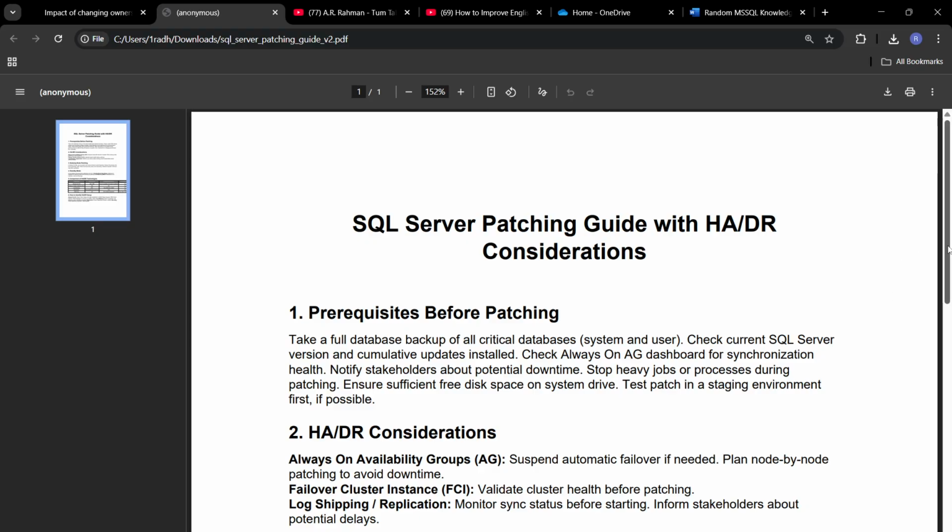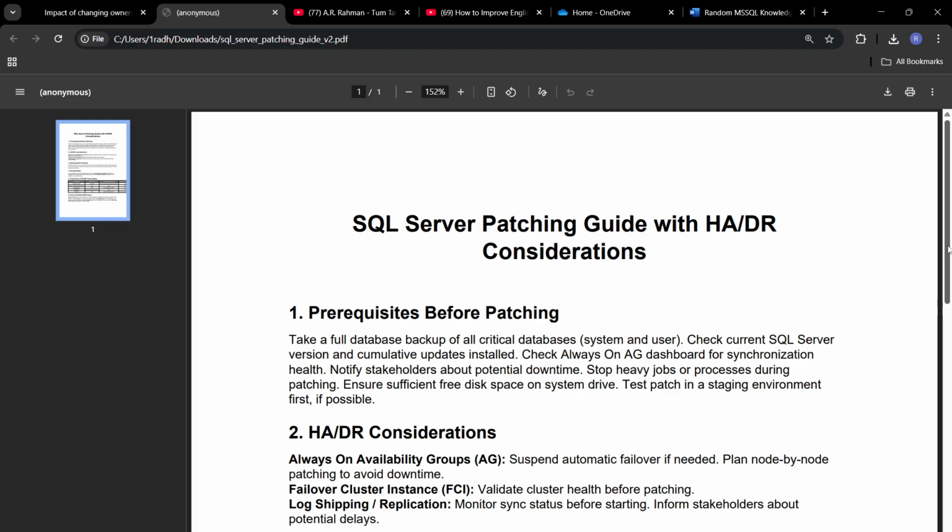Okay, so the prerequisite is, first you need to check the current SQL version on the server. Then you need to check on the Microsoft official website what is the upgraded version that has been released by Microsoft for that particular SQL Server version. And after that, you need to download that patch. Then, while you are going to apply that patch, first you need to take the full database backup of all the critical data, including the system and user databases.